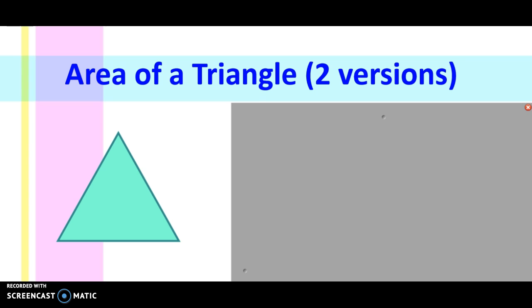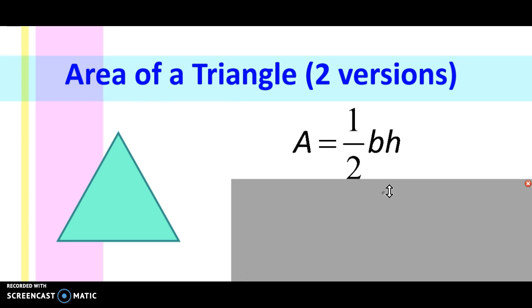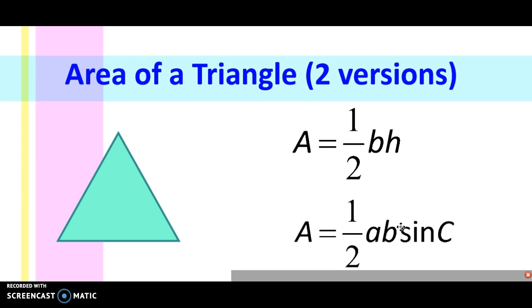Next is a triangle, and I know that you remember the basic formula for the area of a triangle, which is 1/2 base times height. But the other one that we learned in this unit is new to this unit, and it is 1/2 a times b times sine of C, where a and b are two sides of the triangle, and C is the angle in the middle. So a, b, angle C in the middle.